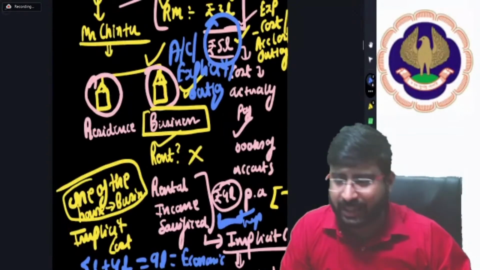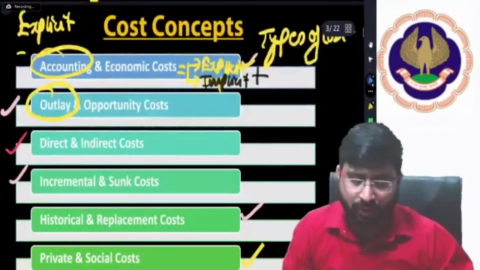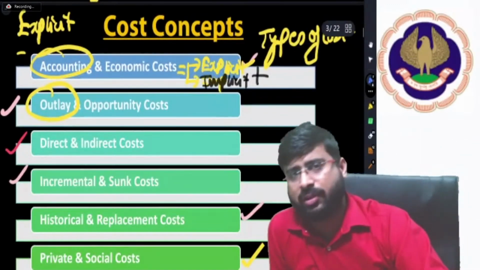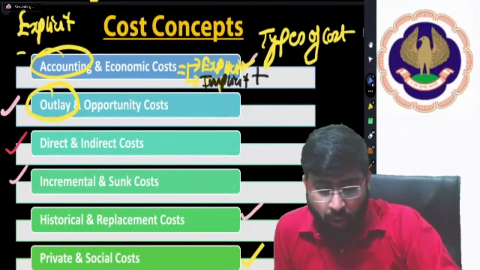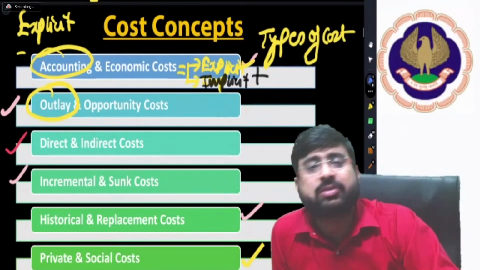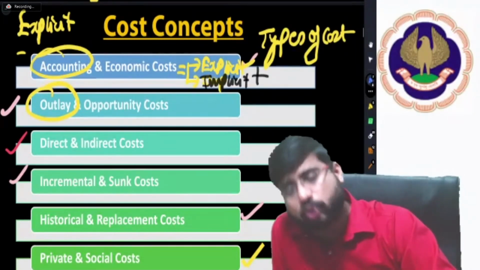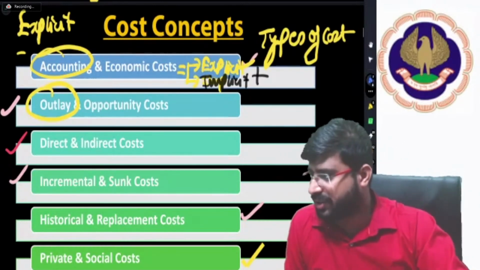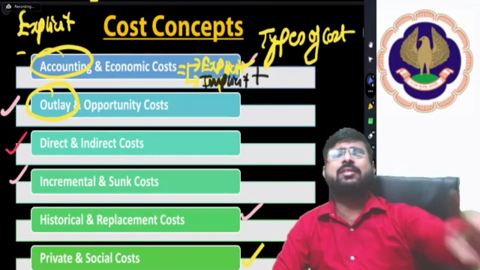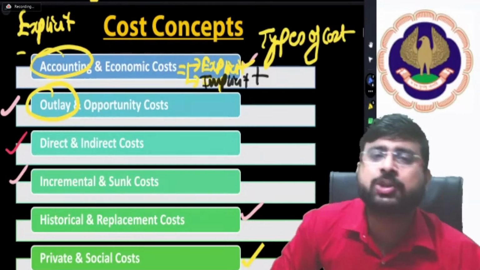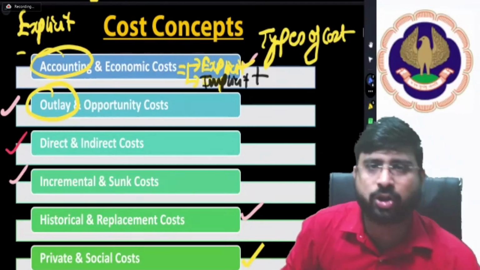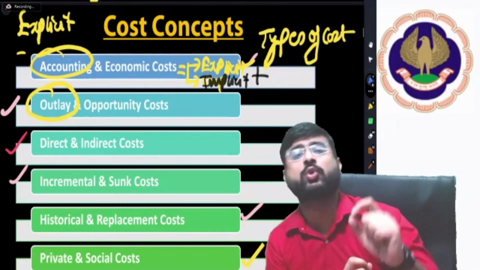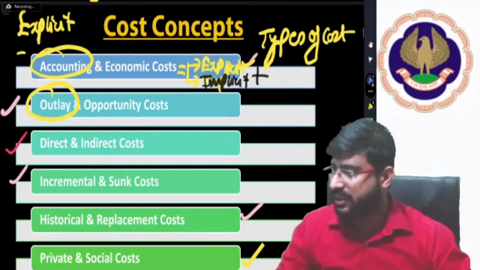Acha, sir. Is that so, sir? Yes, my dear friends, that is so. So I believe all of you have understood accounting and economic cost. Yes or no, please? Accounting cost results in actual outflow. Economic cost do not result in actual outflow. Economic cost include both accounting cost and implicit cost. Is that clear? Yes. Everybody in the chat, write it down. Explicit cost plus implicit cost equals economic cost. Everybody write down in the chat, please.